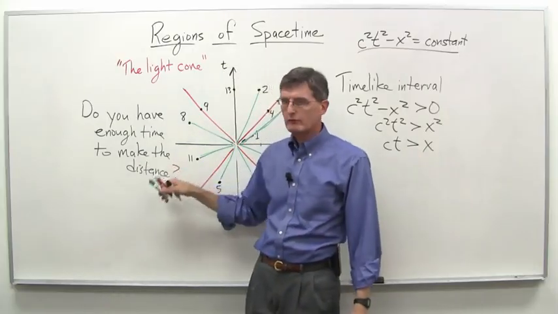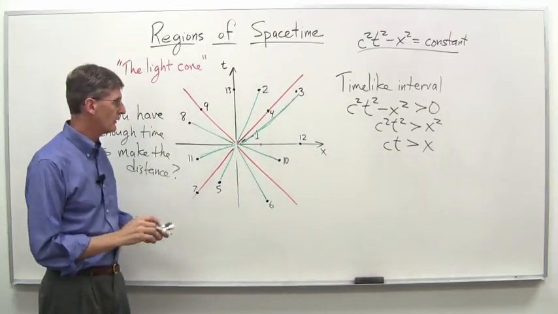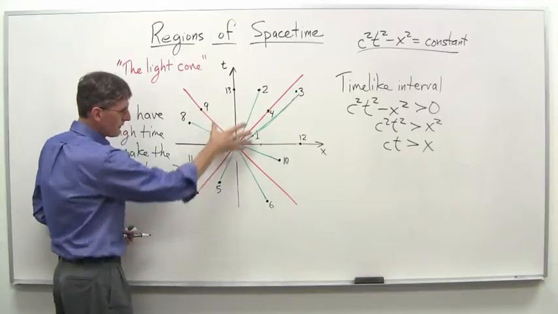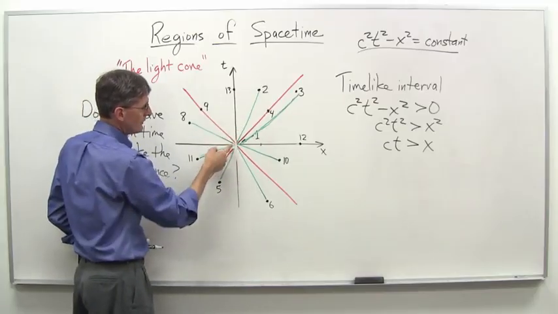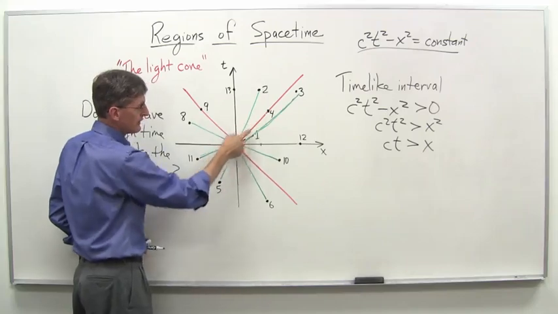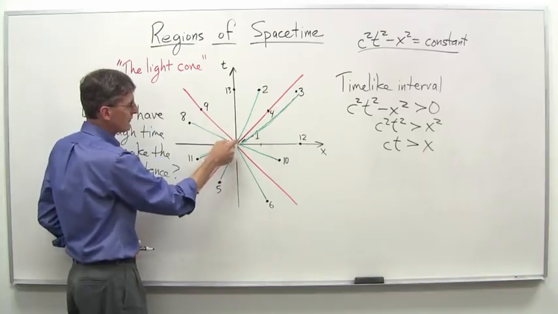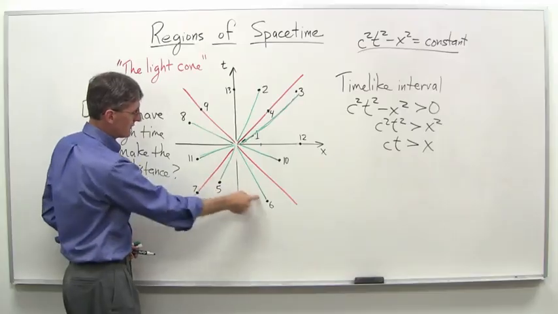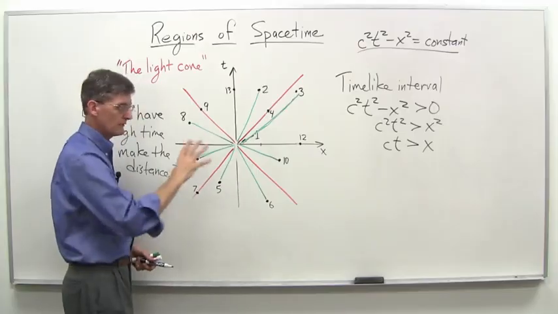I have enough time to make the distance in that case. And so that's called a time-like interval, and again is represented in a diagram when you have points within the light cone that you can travel to, either at the speed of light to get to point 4 from point 1, or point 9 from point 1, or less than the speed of light to get from 1 to 2, or down here from 5 to 1, or 6 to 1, or 7 to 1 at the speed of light. Well, let me back up there.